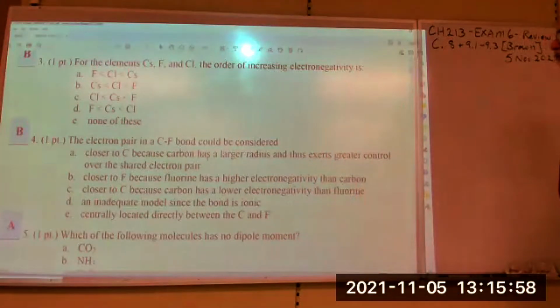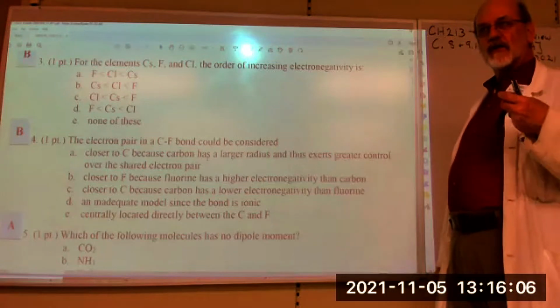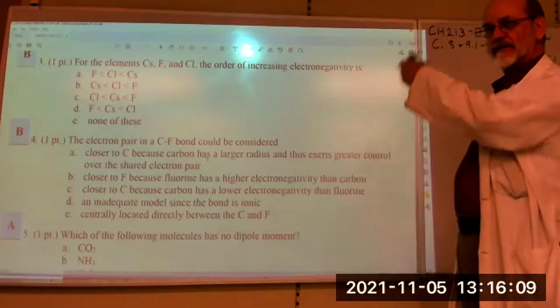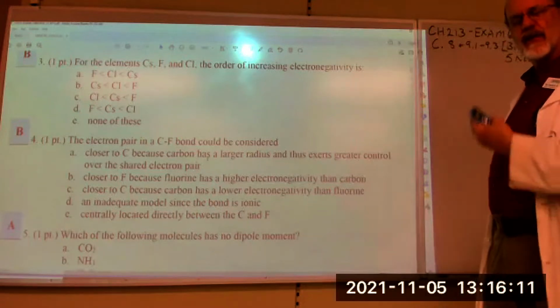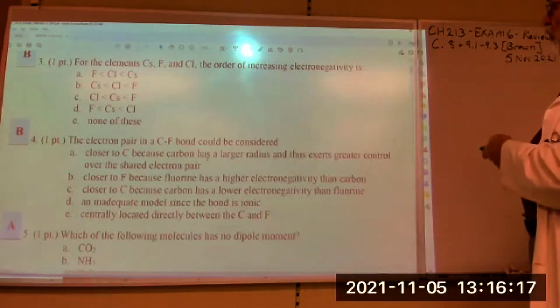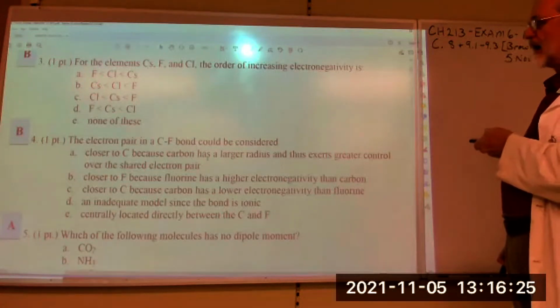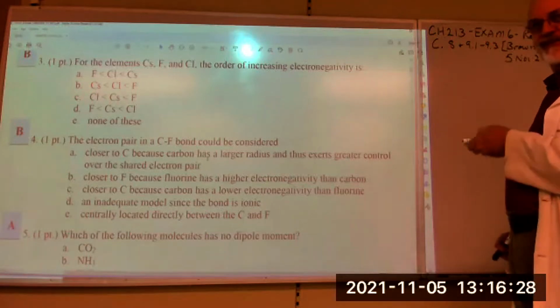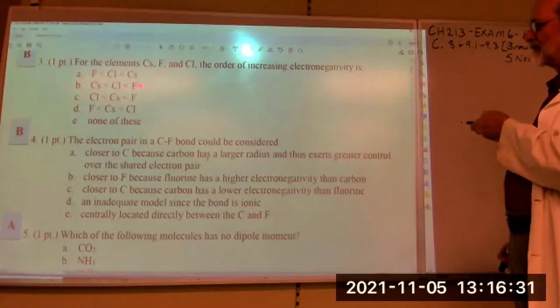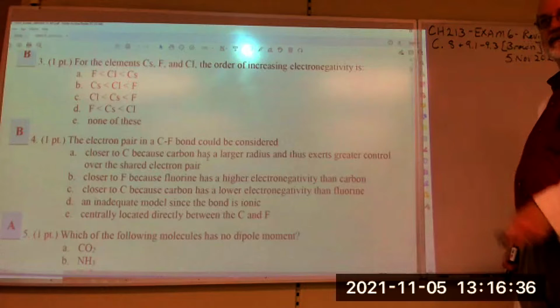For these elements, cesium, fluorine, chlorine, order increasing electronegativity. Right. So in general, electronegativity does what? Increases from lower left to upper right. Okay. So anything below would be lesser. Anything to the left would be lesser. Right. So in order of increasing, the least would be probably cesium, because it's way down in the lower left-hand corner. Well, that's it. Right. Cesium, chlorine, fluorine. Chlorine is below fluorine, so it's lesser, and fluorine is the greatest.